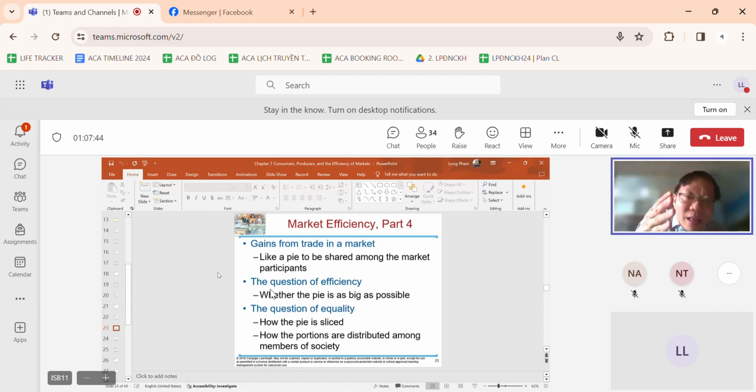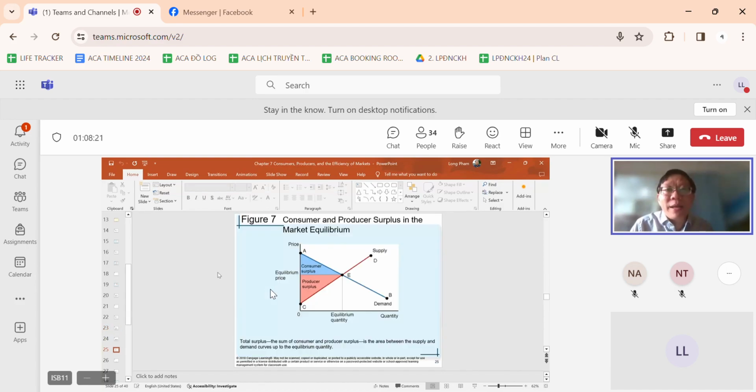That means how the portions are distributed among members of society. Okay. For efficiency, we just pay attention to the size of the pie. We want that as big as possible. However, if we pay attention to equality in society, we think more about how the pie is distributed among different groups in society.